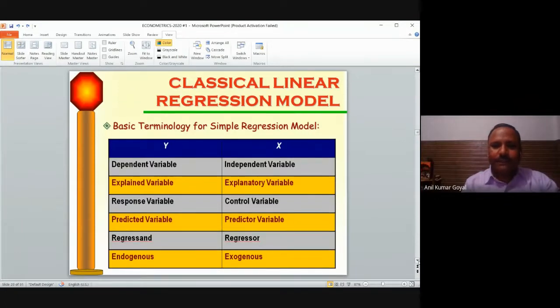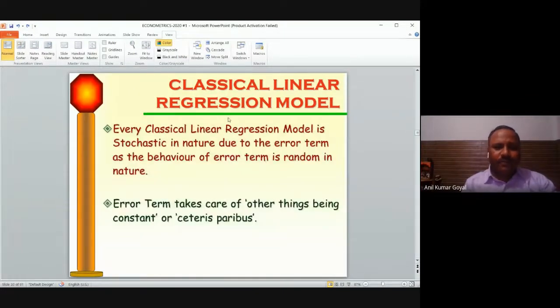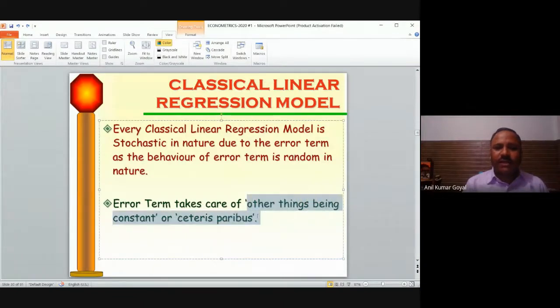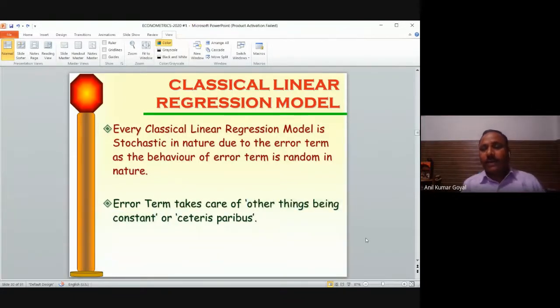Okay. Now, every classical linear regression model is stochastic in nature due to the error term, as the behavior of error term is random in nature. So error term takes care of other things being constant, or ceteris paribus, means other things remain same. We take it as assumption that if other things remain same, then this will be the equation for us.